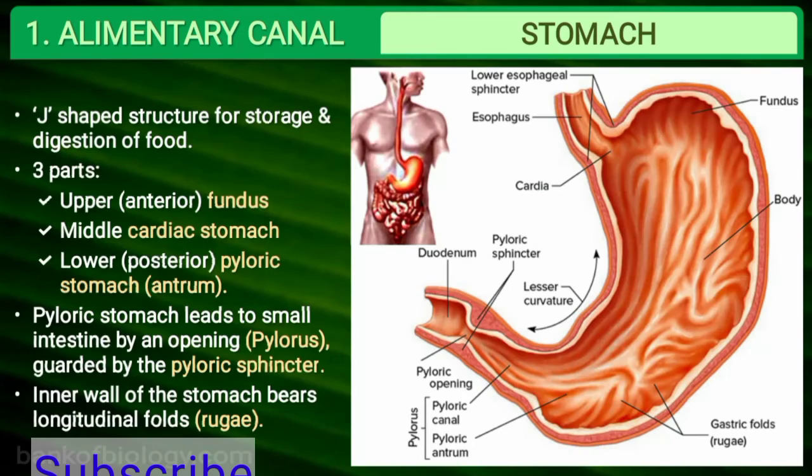The stomach is a J-shaped structure for storage and digestion of food. It has three parts. The upper part has the fundus, the middle part is the cardiac stomach, and the lower part is the pyloric stomach or antrum. The pyloric stomach leads to the small intestine by an opening called the pylorus, which is guarded by the pyloric sphincter. The inner wall of the stomach bears longitudinal folds, called rugae. These ridges have longitudinal folds along the axis.